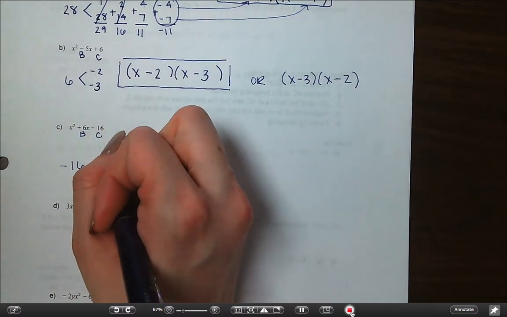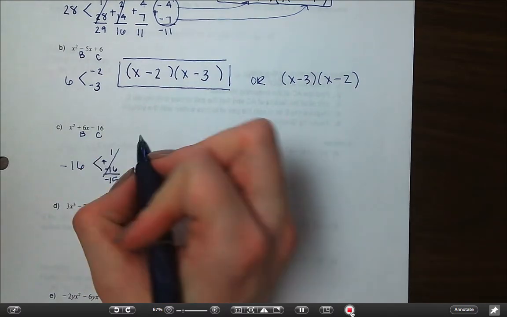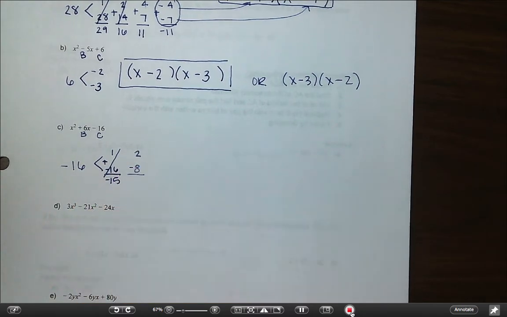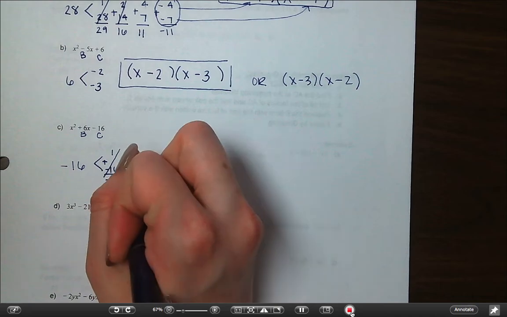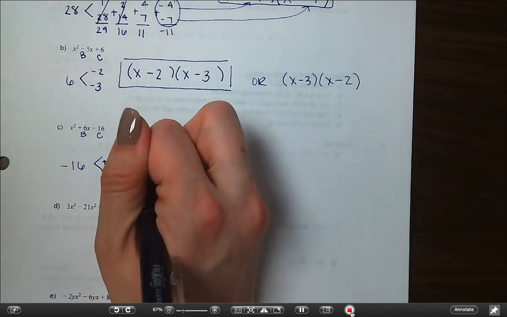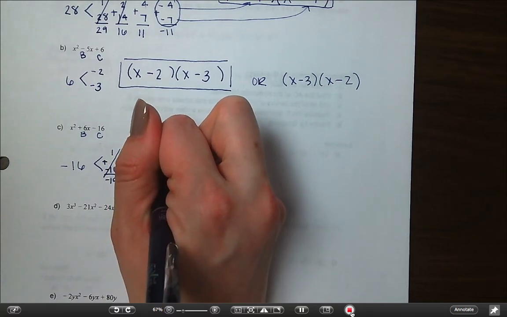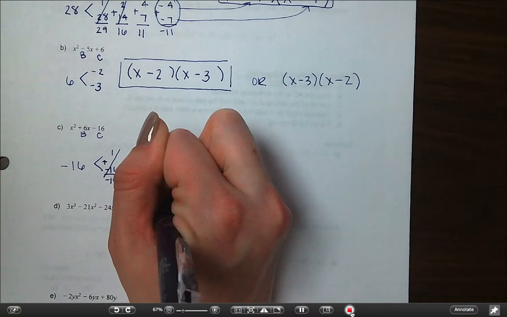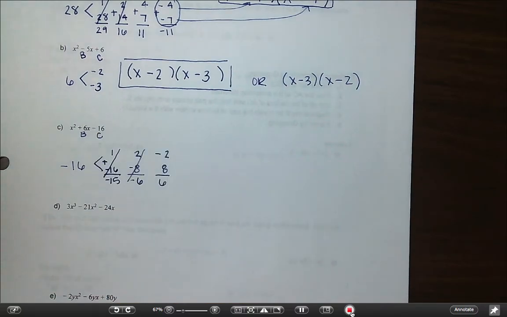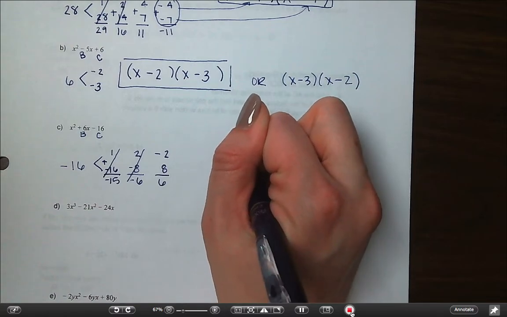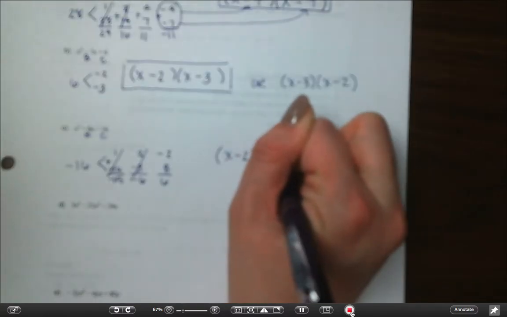That doesn't work. So let's try 2 and negative 8. 2 plus negative 8 is negative 6, which is close to what we need. So we know we need to just change our signs to be negative 2 and positive 8, which is 6. And then write your factored form. The quantity x minus 2 times the quantity x plus 8.